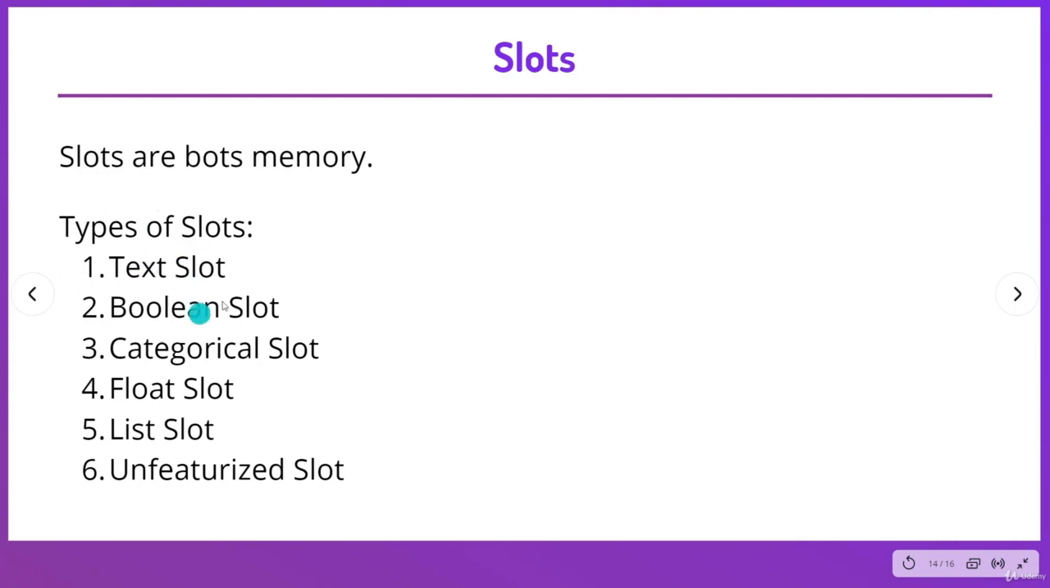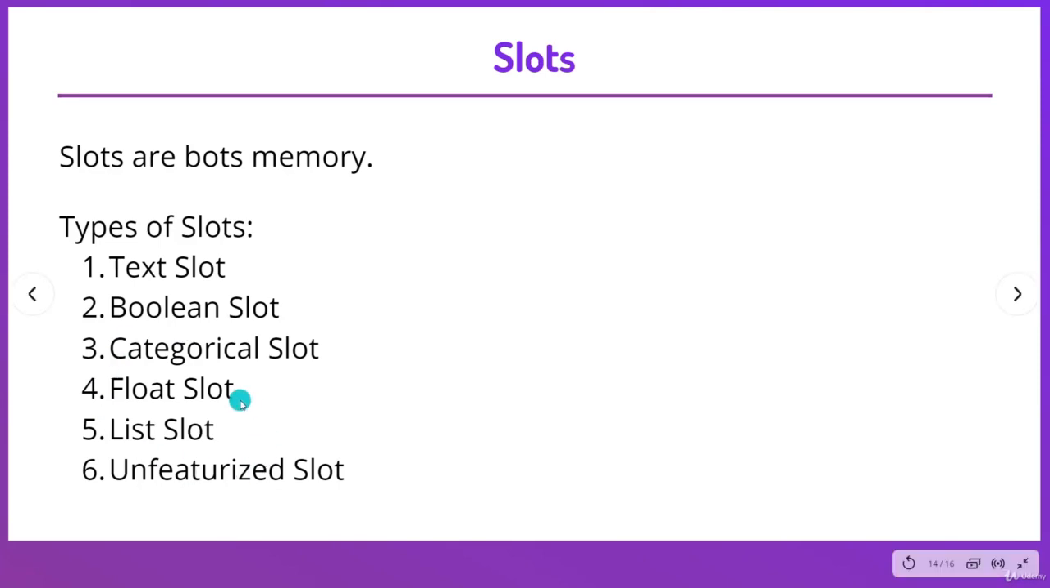First one is your text slot, which handles string type values. Second one is your boolean slot. In this type of slot, your stored value can be true or false, and 0 or 1. Next one is your categorical slot. When you try to split your slot into different categories like high, medium and low, then we use a categorical slot.